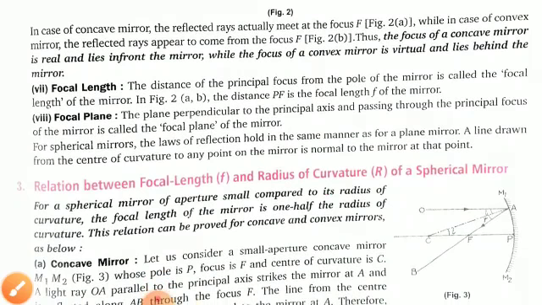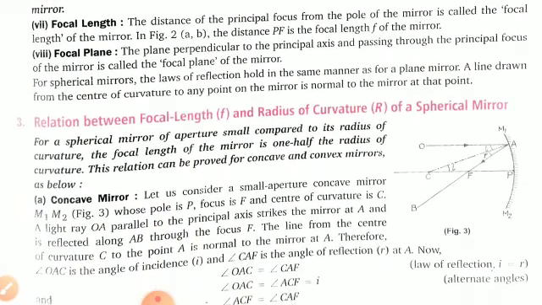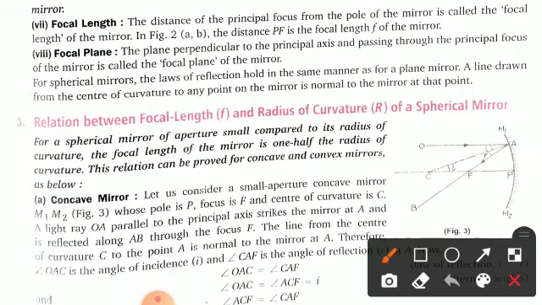Now we are going to prove the relation between the focal length, which is f, and the radius of curvature, which is r, of a spherical mirror. For a spherical mirror of aperture small compared to its radius, meaning the aperture of the mirror is small as compared to the radius of curvature, the focal length of the mirror is how much? It is 1/2 of the radius of curvature, meaning f = r/2. This relation can be proved for concave and convex mirrors separately.